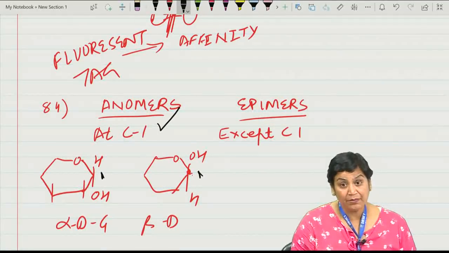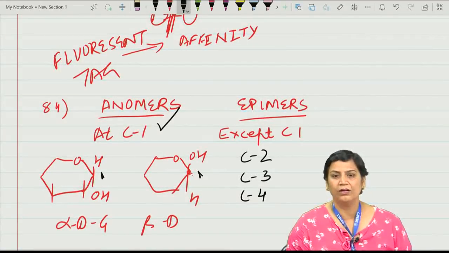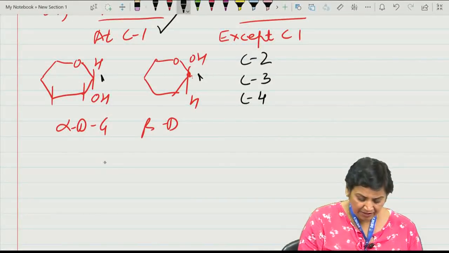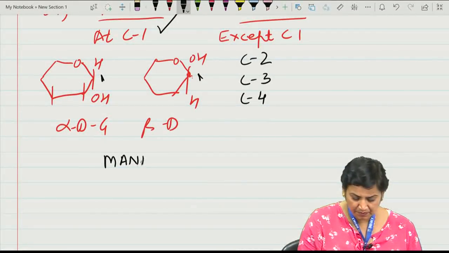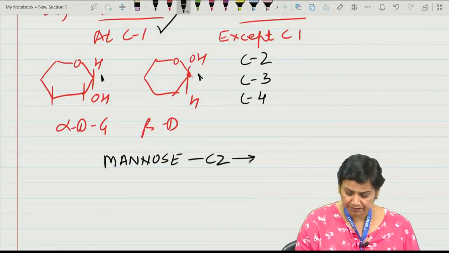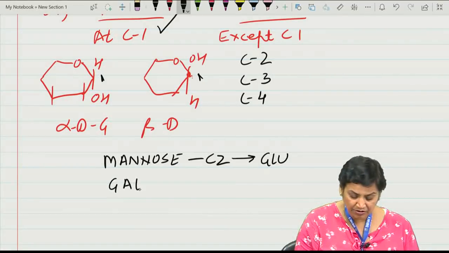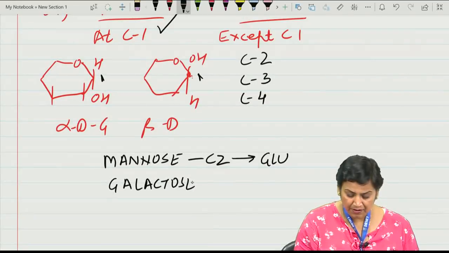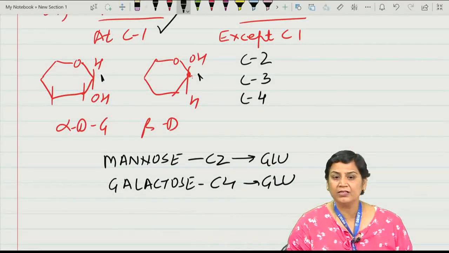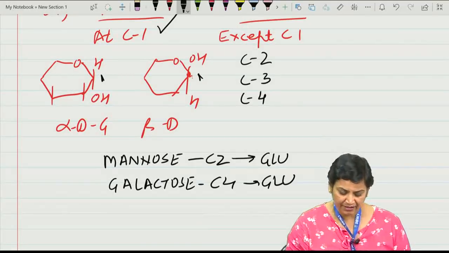Epimers are what? There can be a difference in C2, there can be a difference in C3, there can be a difference in C4. So these are epimers. An example of epimers are, let's say, mannose is a C2 epimer of glucose. Similarly, galactose is a C4 epimer of glucose, because C4 means they are differing in C4 position and C2 means they are differing at C2 position.